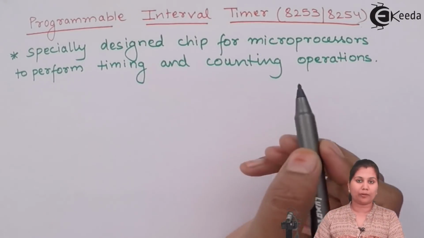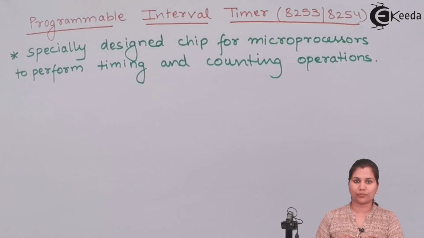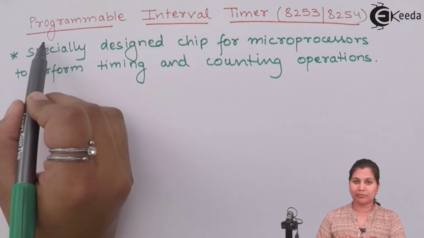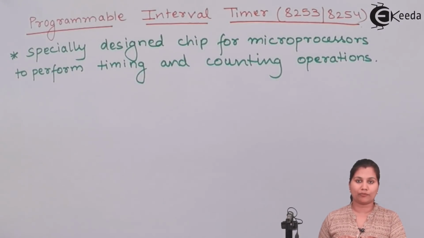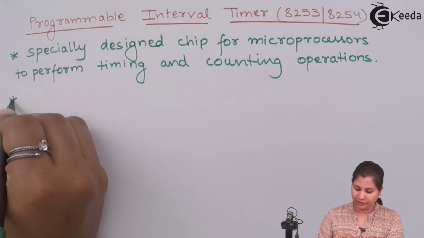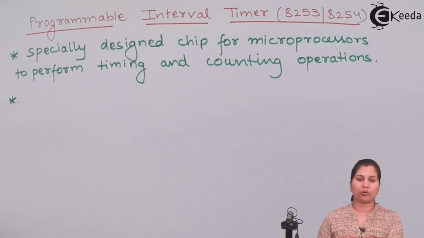And these timing and counting operations are implemented through software. That means we are writing the software instructions, we are programming the chip, and then that chip is performing the timing and the counting operations. That is why the name of this IC is programmable, because it can be programmed. We have the software for it, and interval timer because it is providing the time intervals, or the time delays at some specific time intervals. So these timing and counting operations are implemented through the software.